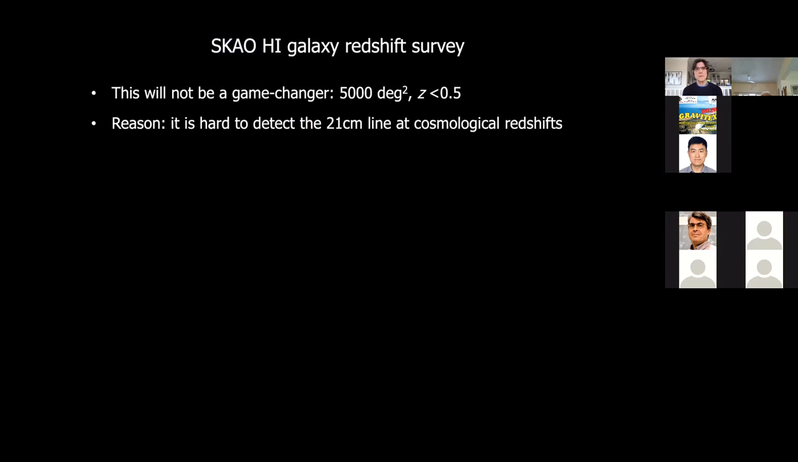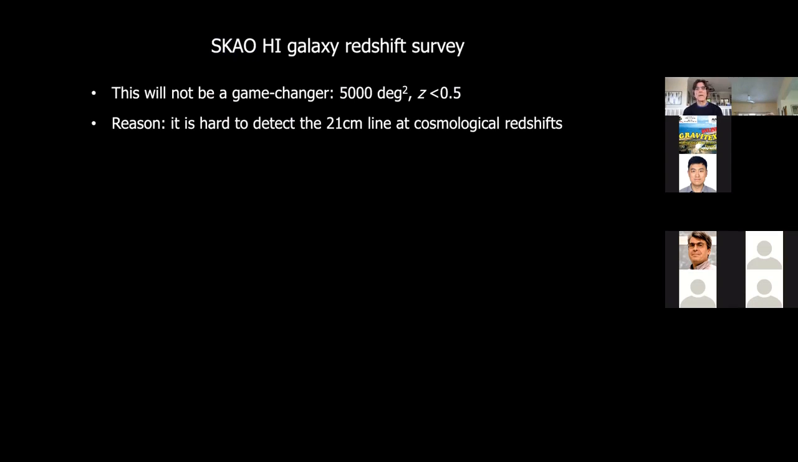So what will this SKA HI galaxy redshift survey deliver for us? Well, unfortunately, it's very difficult to measure the emission line, even with a telescope as large as the SKA mid. And it turns out that we will only be able to cover about 5,000 square degrees up to a redshift of about a half using an HI galaxy redshift survey, simply because it's so hard to detect this emission line. Currently, the emission line has hardly been detected except for extremely low redshift galaxies.